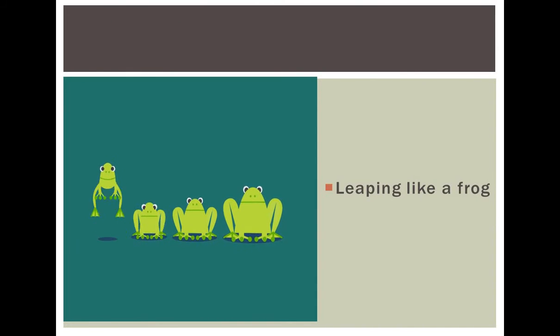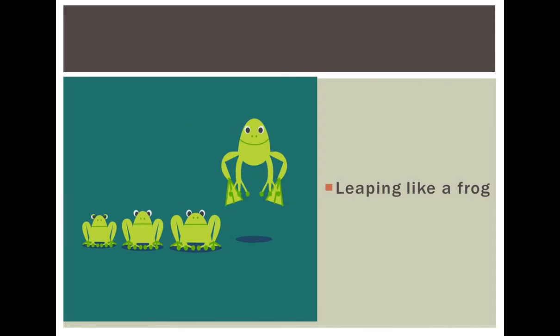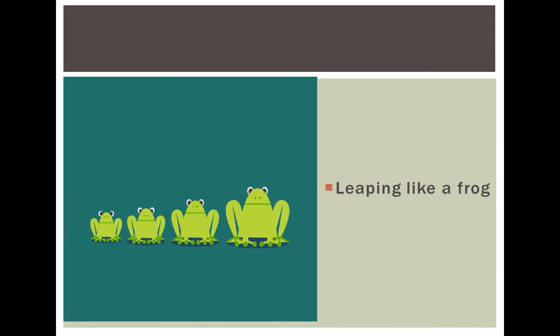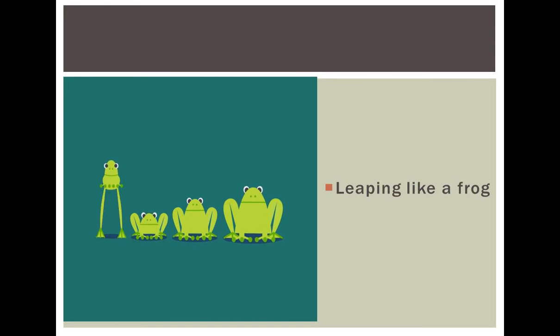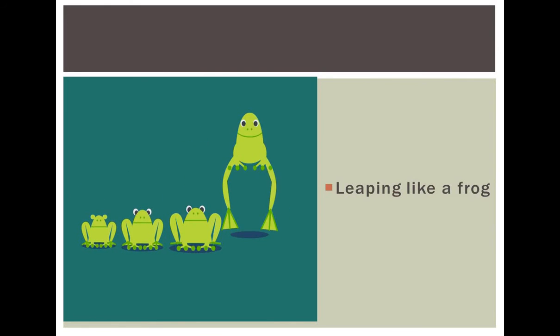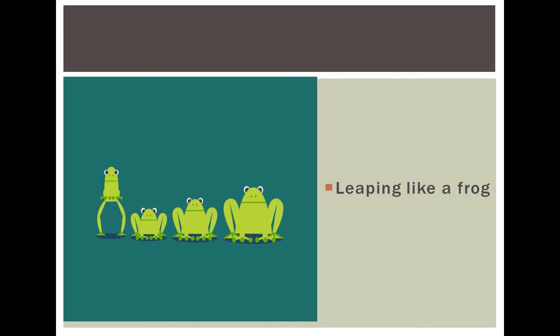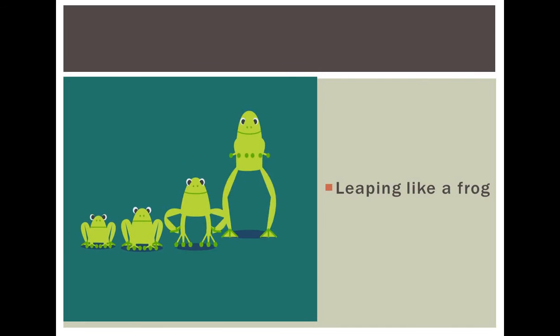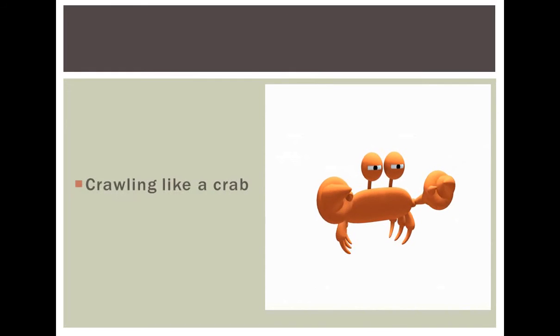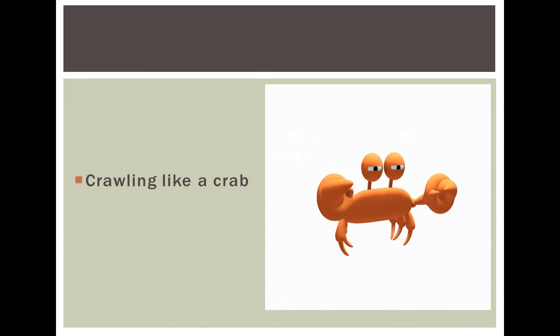Also, we have leaping like a frog. Now, the frog is another animal that follows a repeated pattern, a rhythmic activity. As it leaps, it jumps from one place to another, following that repeated pattern. Another example of this is the crab, crawling like a crab. The crab uses its 6 legs to crawl from one place to another. As the crab does that, it's following a rhythmic activity.